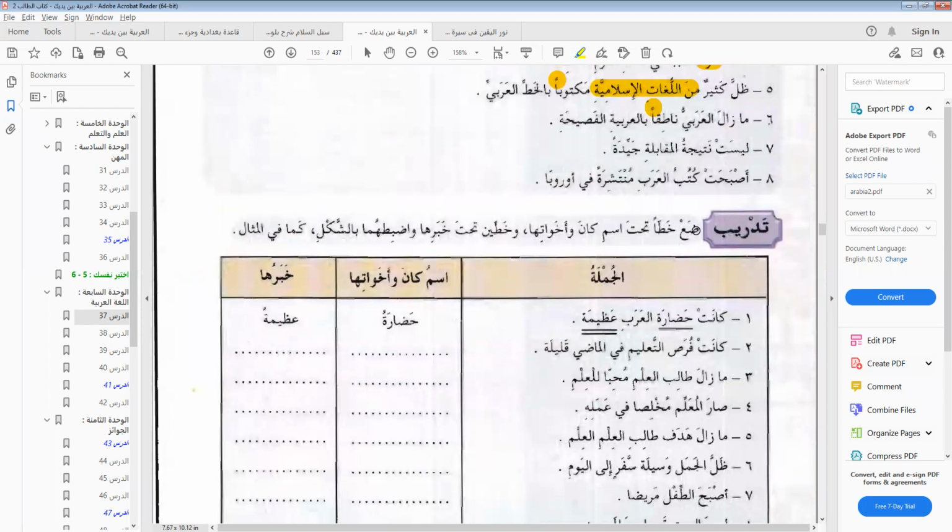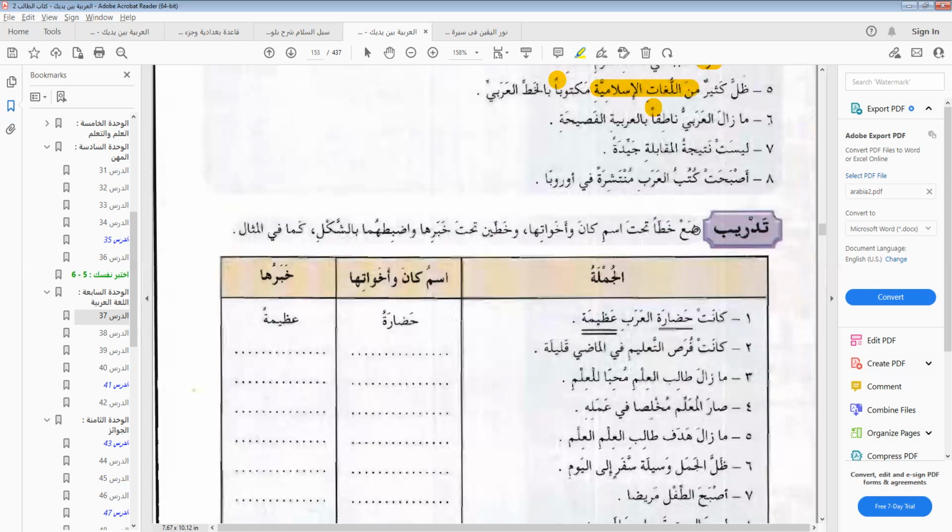So كانت فرص التعليم في الماضي قليلة. So where is the اسم كان and خبرها from that? اسمه كان فرص التعليم. خبرها قليلة. فرص التعليم is not the اسم. فرص is the اسم كان, the ismu kana. I told you the first one. You have two words. So the first one is the ismu. So it is the furos. And the khabar is what? قليلة. Good.